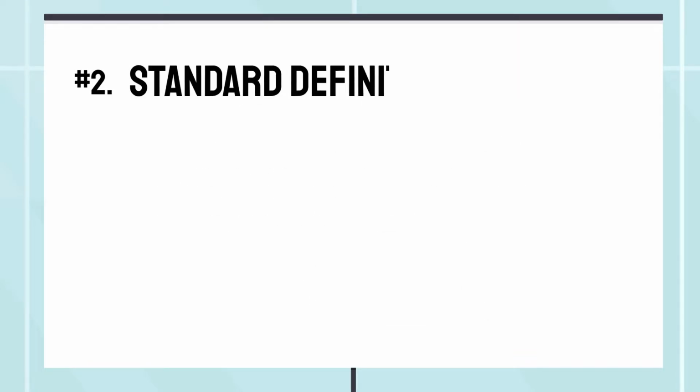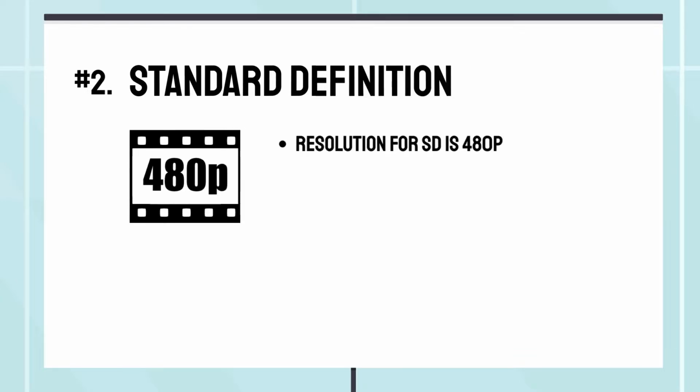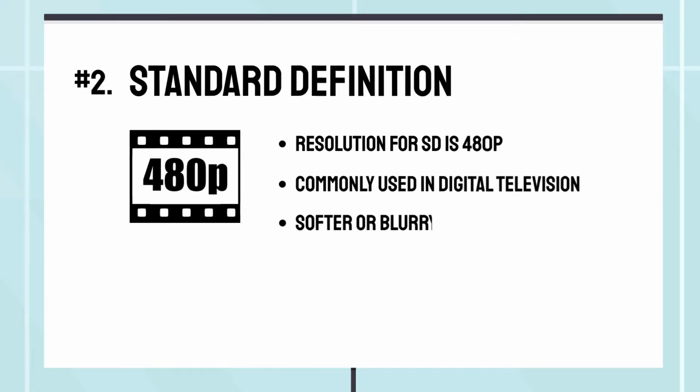Second, standard definitions or SD. The standard resolution for SD is 480p. It has 640 pixels horizontally, and 480 pixels vertically, which are commonly used in digital television. You will notice it is softer or almost blurry, compared to today's high-definition videos.